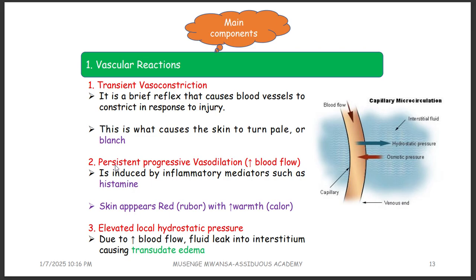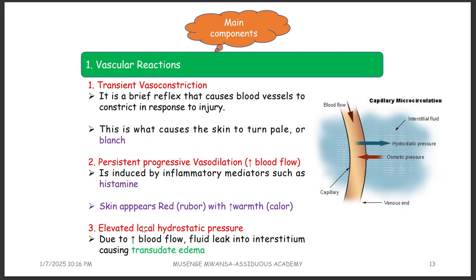The next thing that happens is now there's going to be persistent progressive vasodilatation. Remember, this was constriction. Now there's vasodilatation. The blood vessel will now become big, and this one is persistent. And this vasodilatation is because of the inflammatory mediators like the histamines. And what happens is that there's increased blood flow to the area. Because of this, there's going to be the area looking red, which is the rubor, as a feature of acute inflammation, and there's going to be warmth there, which is the calor.